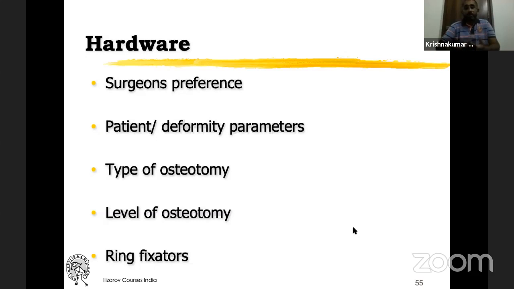In that circumstance, you will have to use a ring fixator. You would be left with only one choice. So a lot of things depend upon the deformity parameters as well as the patient parameters. But ultimately, do whatever is comfortable in your hands.